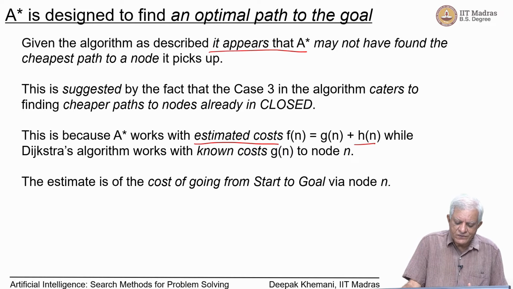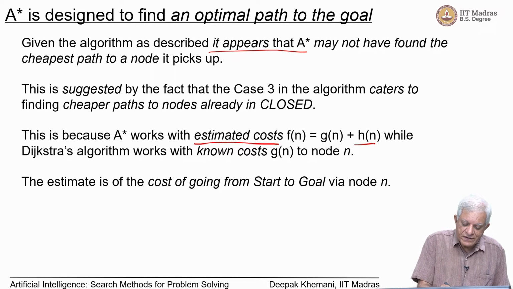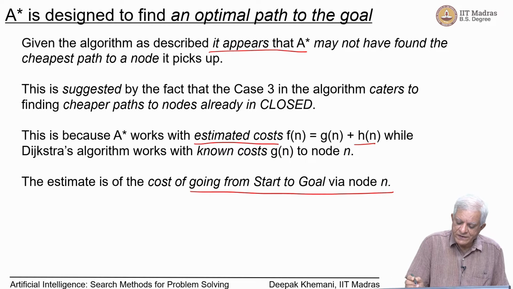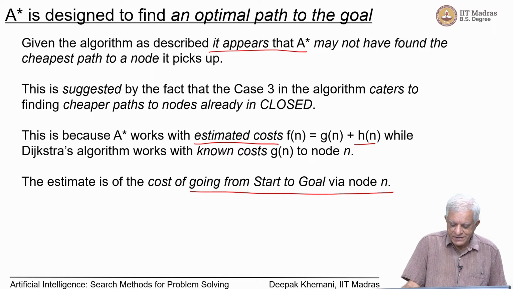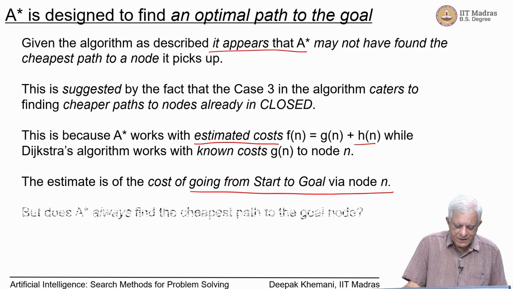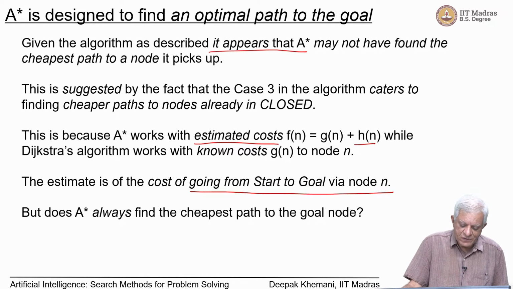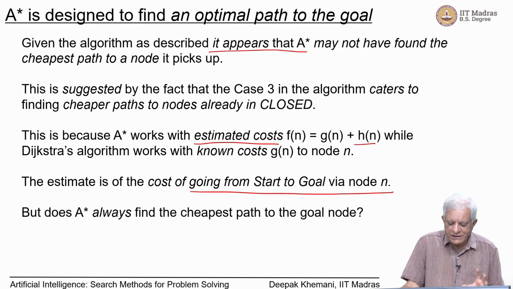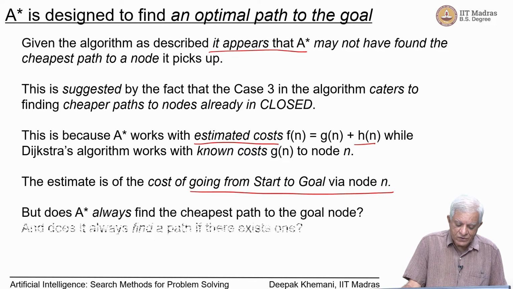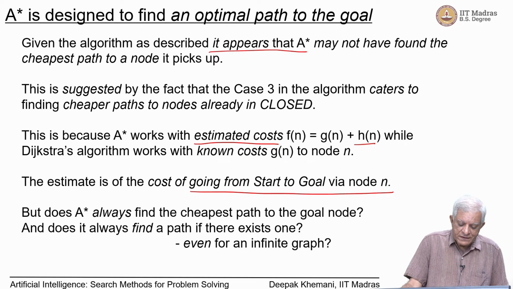The estimate is going from the start node to the goal node via node n. That is what f of n represents essentially. So, the question we want to ask is, does A star always find the cheapest path to the goal node? Because that is our original objective, we want to go to the goal node, and if yes, then under what condition?